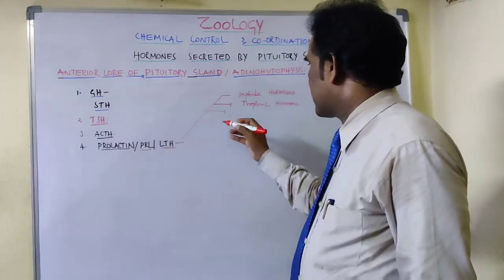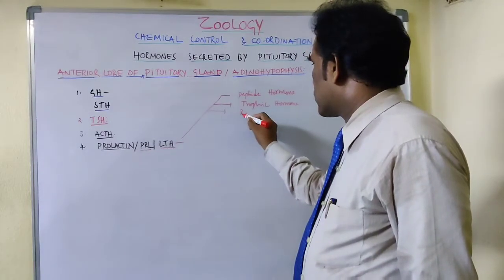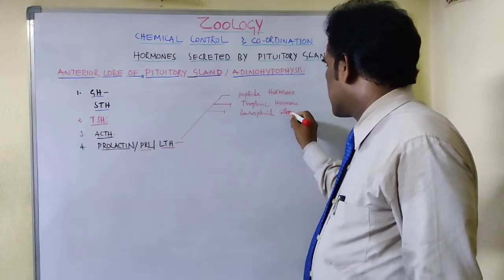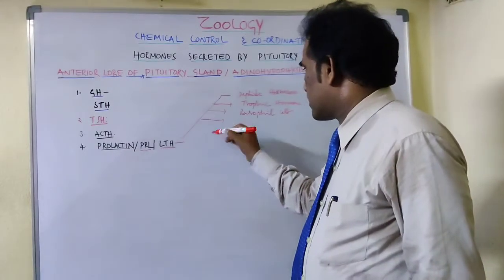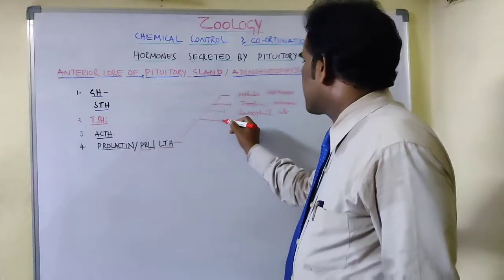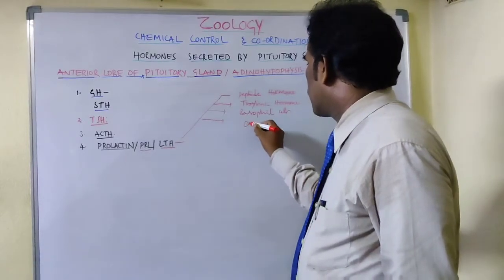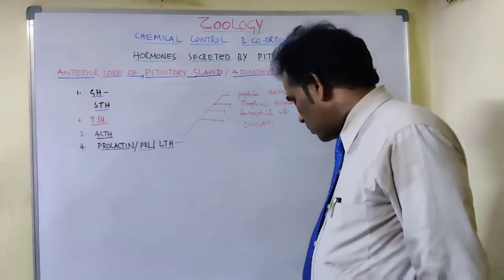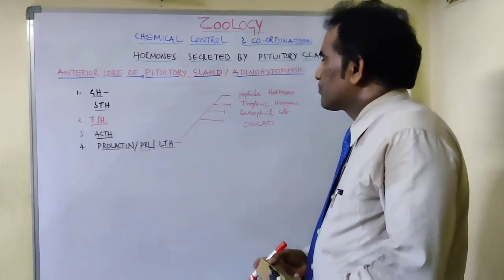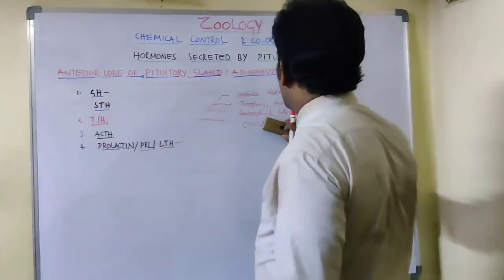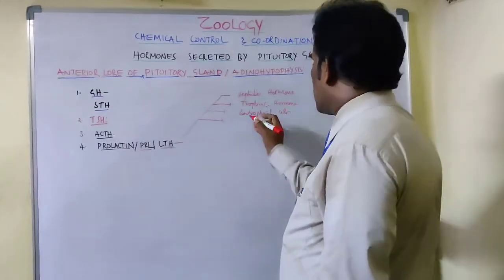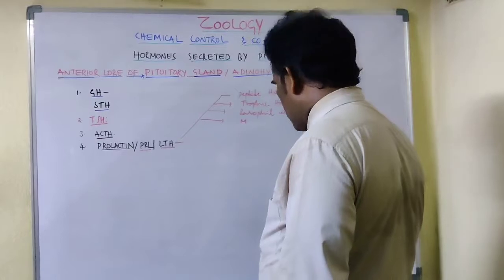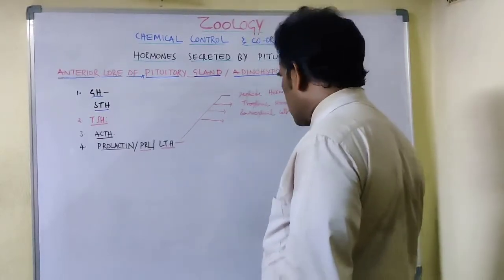It is secreted by basophil cells, and this prolactin is mainly concerned with ovulation. This prolactin stimulates or promotes growth of mammary glands.